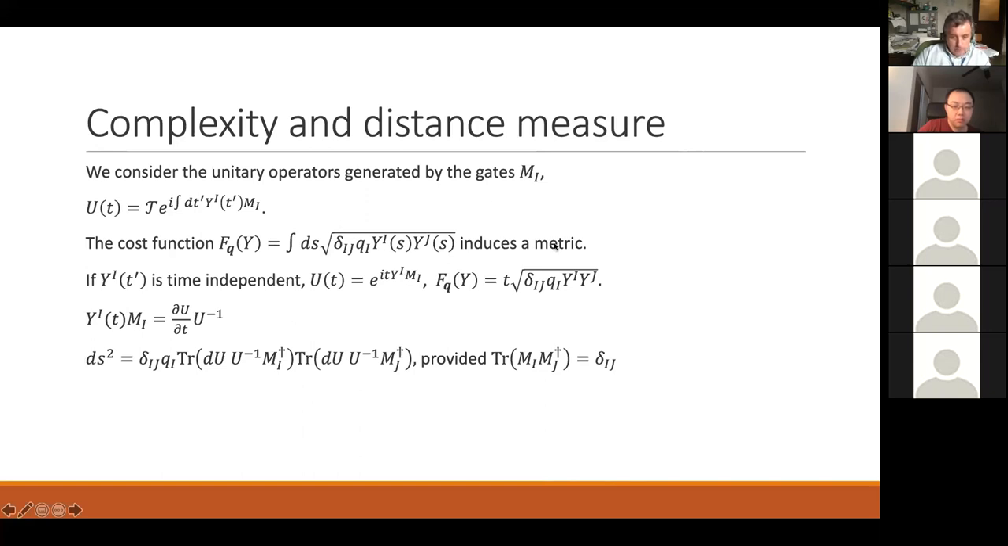The way that the metric can be induced from this cost function can be expressed in this form, where we have the operator at different times represented by the partial u partial t times u inverse. This inner product can be expressed in this form. And then the induced metric can be simplified into this expression, where we have this term and this term, multiplied by this delta_ij q_i. Here q_i can be all positive one, which means that each gate has the same cost. Or we can have some q to be one or negative one, which means that some gates have a negative cost in evaluating our metric.